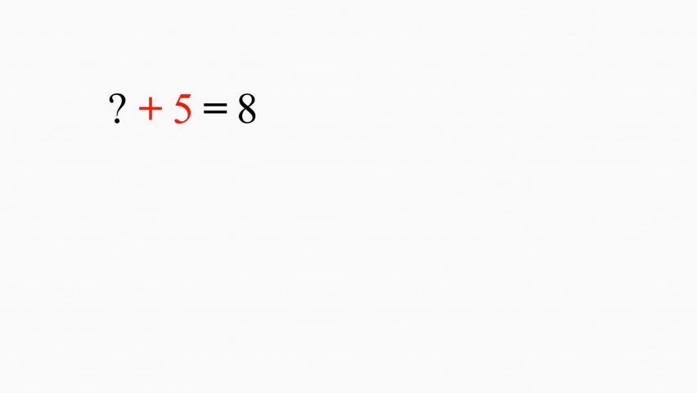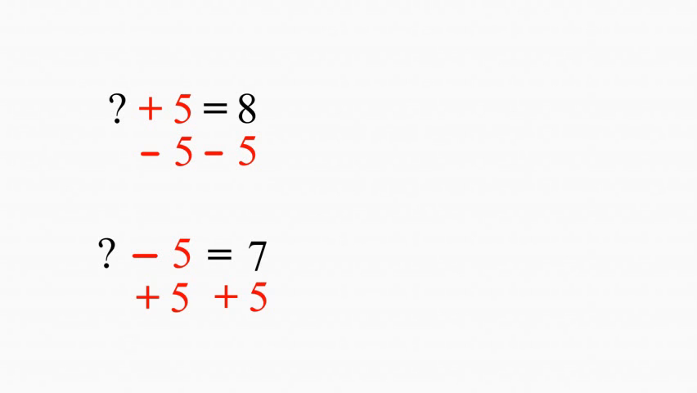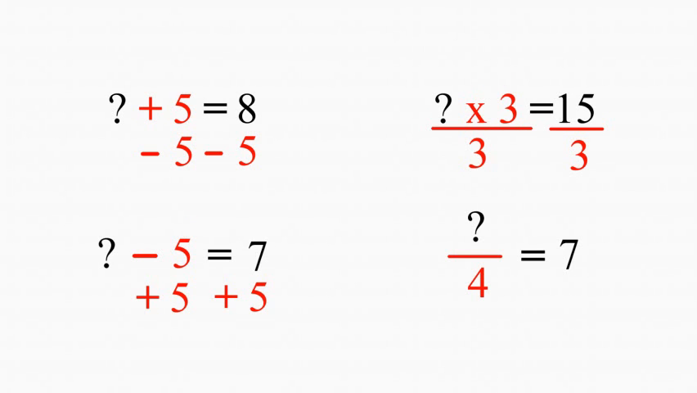In the first one, the only arithmetic operation here is addition. 5 is being added to the unknown, so to undo the 5, you have to subtract 5 from both sides. In the second one, the only arithmetic operation here is subtraction. 5 is being subtracted from the unknown, so to undo that, you simply add 5 to both sides. In the third one, the only arithmetic operation here is multiplication. It's being multiplied by 3, so you divide both sides by 3 to get rid of it. In the last one, the only arithmetic operation here is division. The unknown is being divided by 4, so you have to multiply it by 4 to get rid of it.